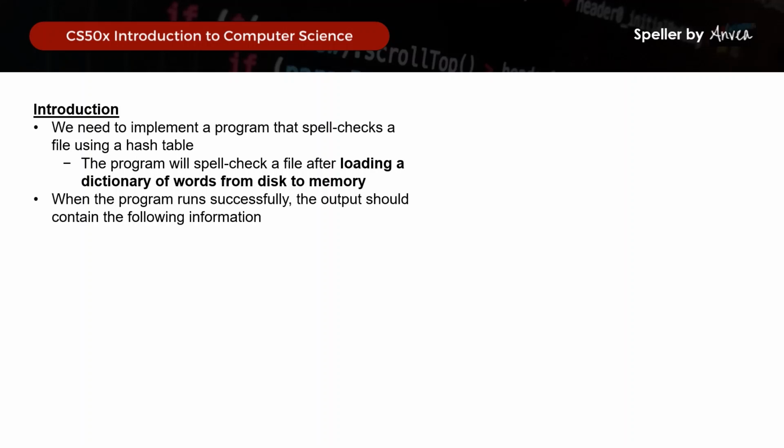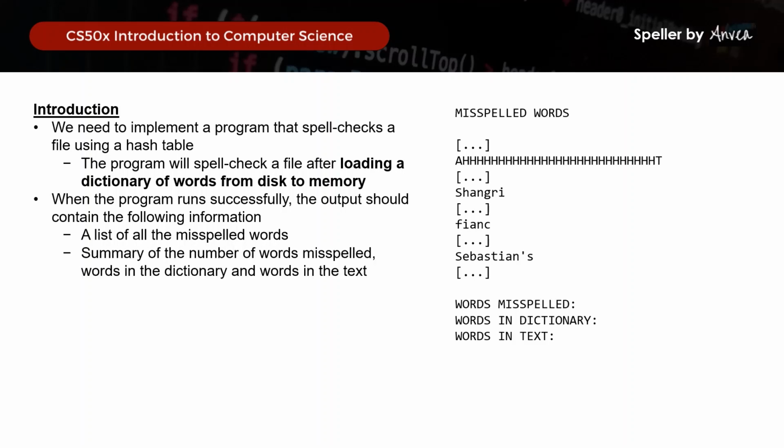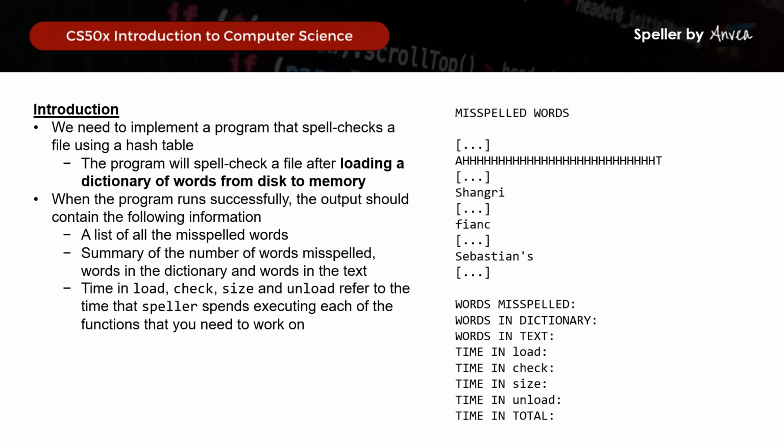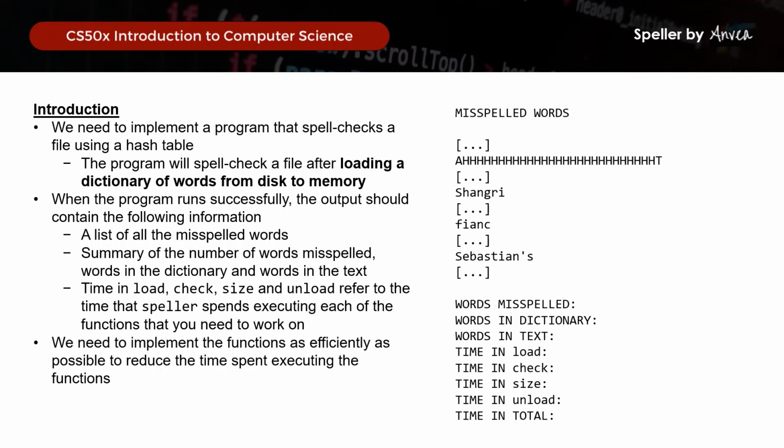So when the program runs successfully, the output should contain the following information: a list of misspelled words, a summary of the number of words misspelled, words in a dictionary, and words in a text. Then, we also want to see the time that your program spent executing the load, check, size, and unload functions. So we need to implement our functions as efficiently as possible to reduce the time spent executing the functions.